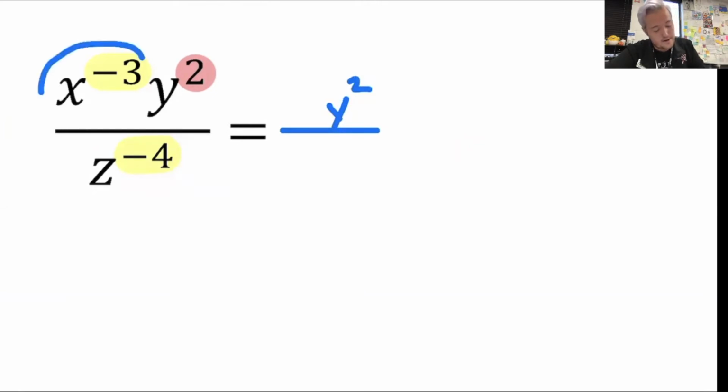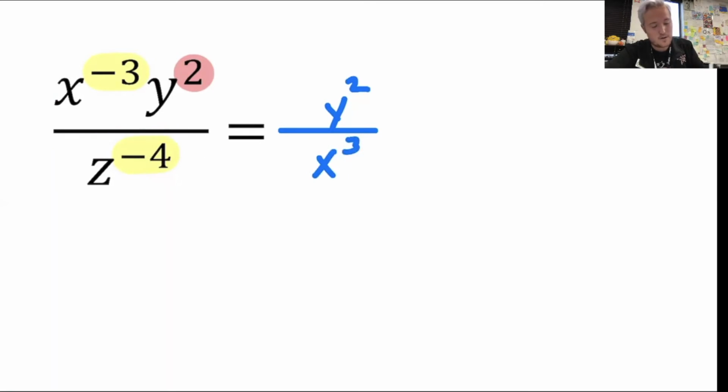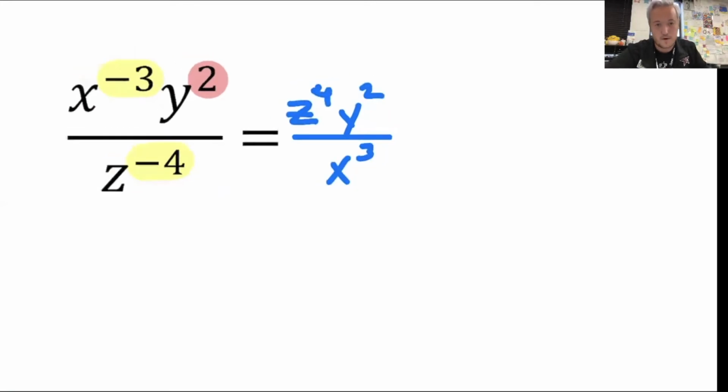However, x to the negative 3rd, that's going to move to the bottom since it's negative and then become positive. And then z to the negative 4, because it's in the bottom, it's going to go to the top. Which means then it becomes positive. So this would be your final simplified answer.